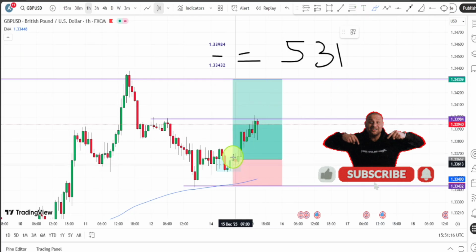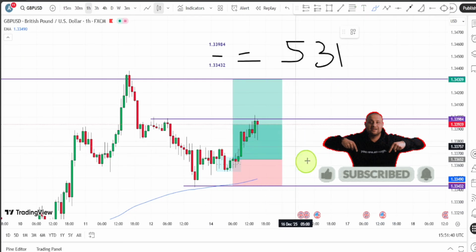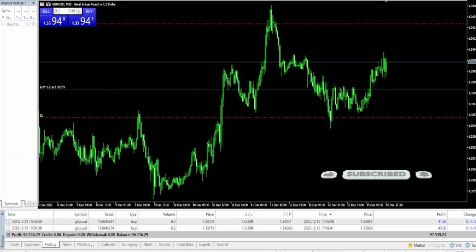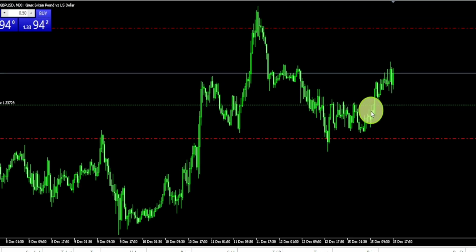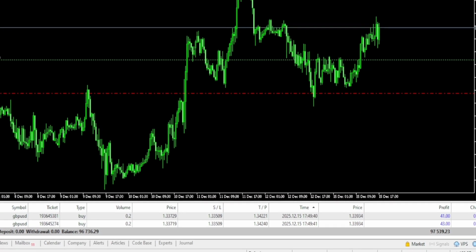We are in this trade right now. It's a live trade. Now let's go to the MT5 and let me show you. So this is the entry. You can see I took the trade somewhere around here, targeting this high here. Now I've closed some trades. So this is the profit running.